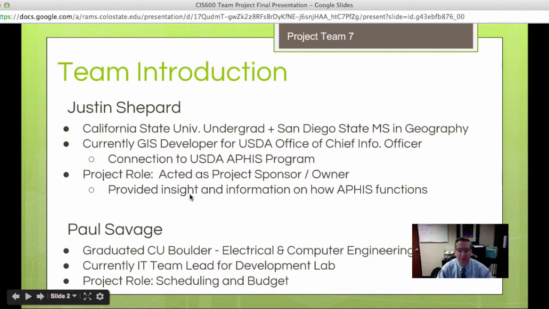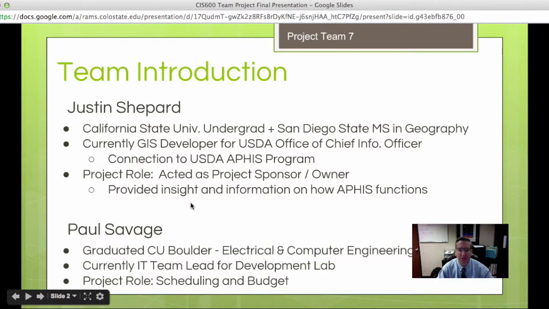Justin Shepard was a California State University undergrad and got an MS in geography at San Diego State. He's currently working as a GIS developer for the USDA Office of Chief Information Officer, and he was our connection to the USDA APHIS program. On the project, he acted as a project sponsor and owner and provided a lot of insight and information into how APHIS functions.